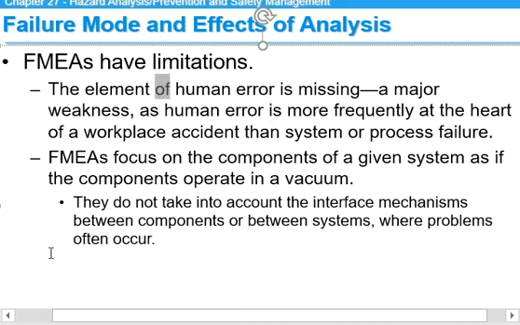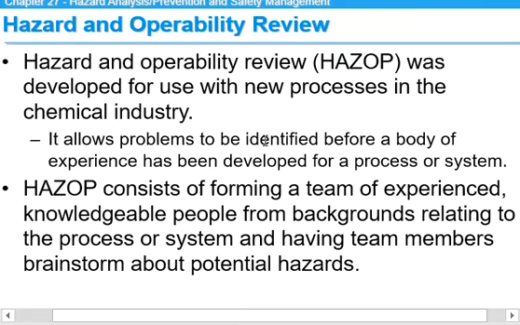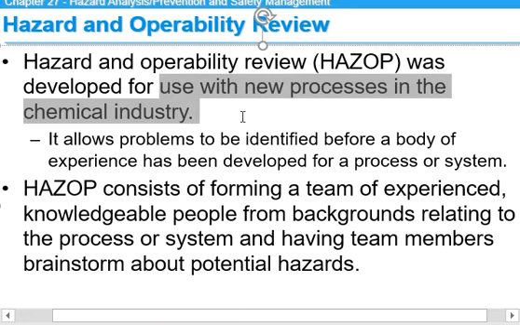It's more into the system. The second one we have to discuss is the hazard and operability review, which we call HAZOP. Also, this has a good side, and it is limited in some other dimensions. So what's the advantage of this? It was designed and developed for use with new processes in the chemical industry.